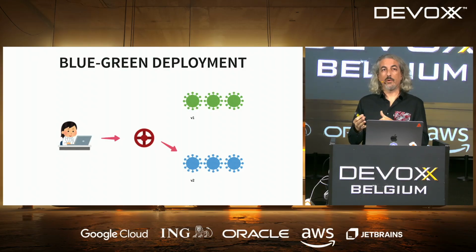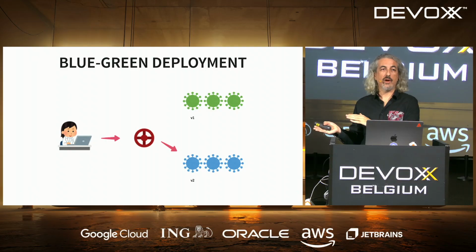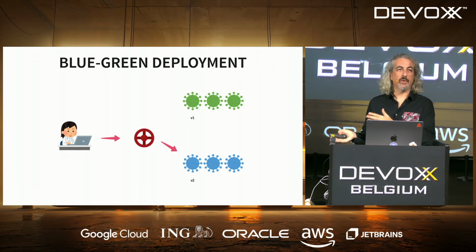The problem with blue-green is that you typically need twice as many resources, and you are sending all the traffic to the new version at once when you do the switch. So a lot of your users could get impacted before you realize that you need to roll back.